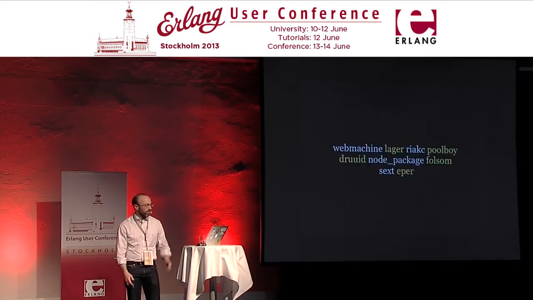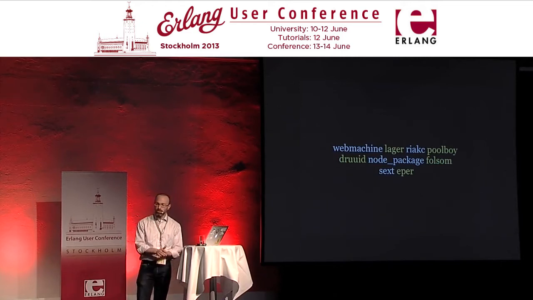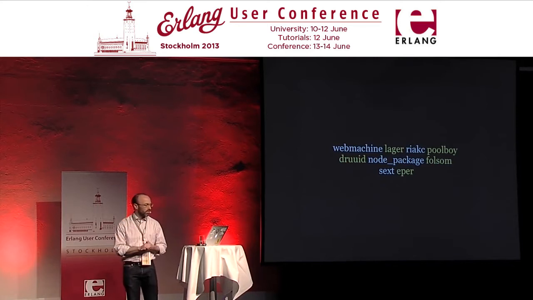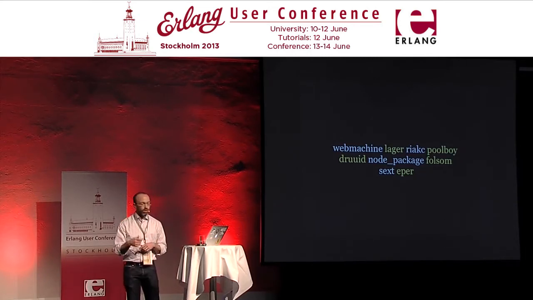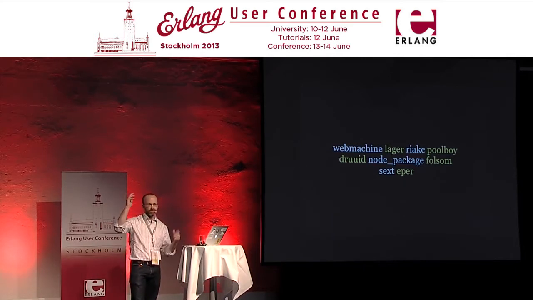Some of the dependencies we use are Web Machine. We use Web Machine for the HTTP interface because it's vaguely RESTy. We use Lager to tell what's going on. We use RiakC. RiakC is an Erlang client for Riak. It speaks to Riak over protocol buffers. We use Poolboy to pool those clients such that we're not spawning an infinite number of clients to do stuff.